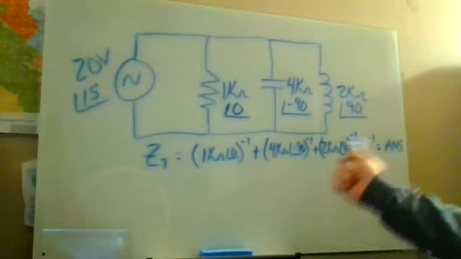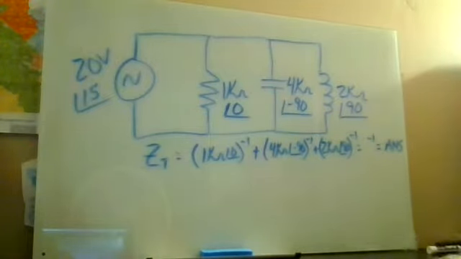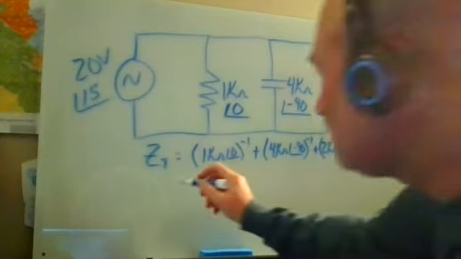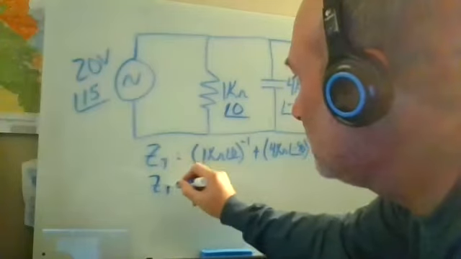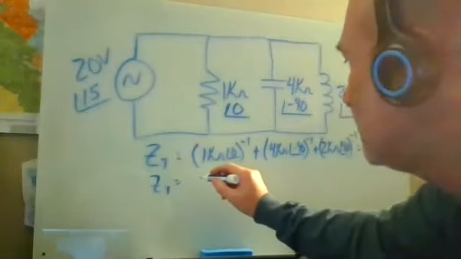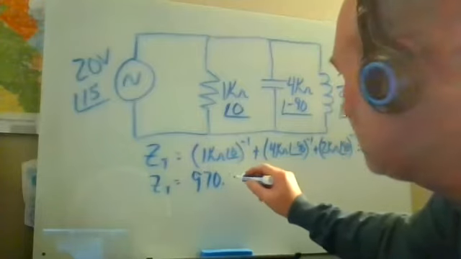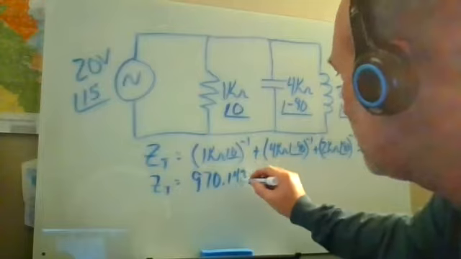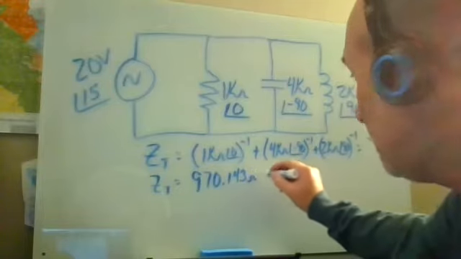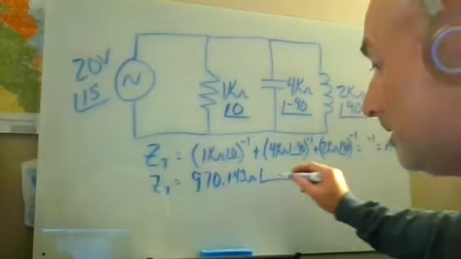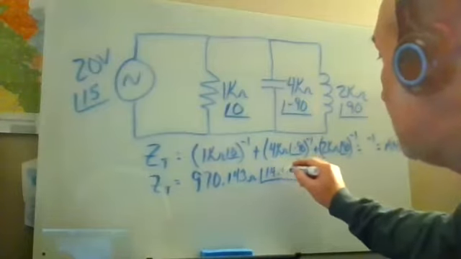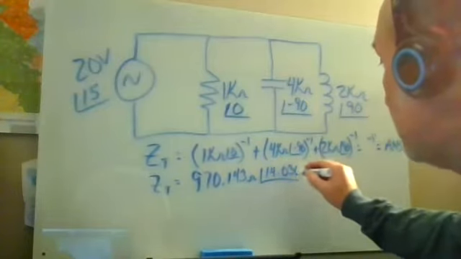So if I punch this all into my calculator, putting it in parentheses, you should get a Z total equal to, and I want everybody to punch it in the calculator, make sure you get this, 970.143 ohms at an angle of 14.036.